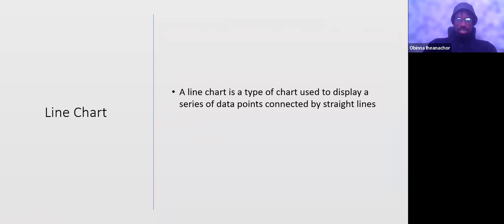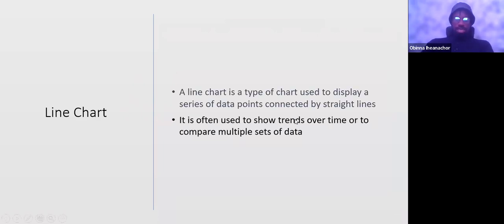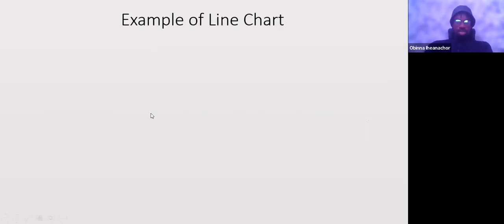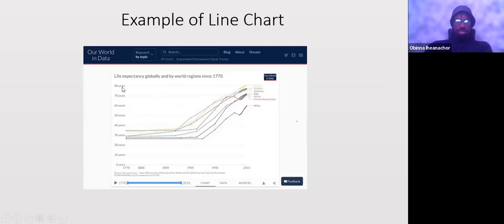A line chart is a type of chart used to display a series of data points connected by straight lines. It's often used to show trends over time or to compare multiple sets of data. So let's see an example of a line chart. So you have this chart showing you life expectancy across the years, right? So you have from 1770 down till 2015. So it's useful to show trends over time as a line chart.